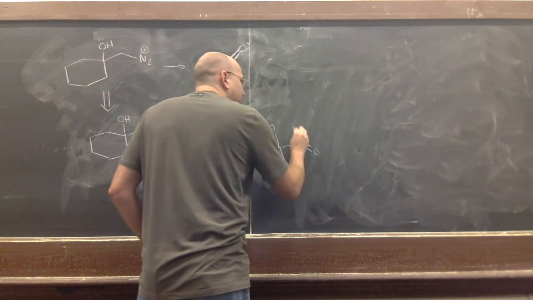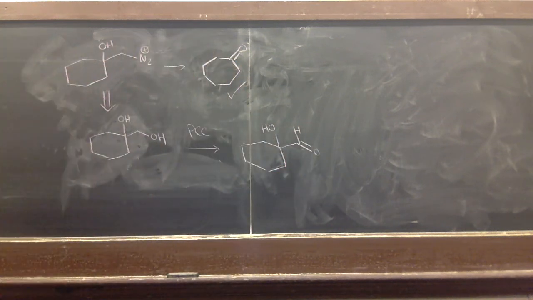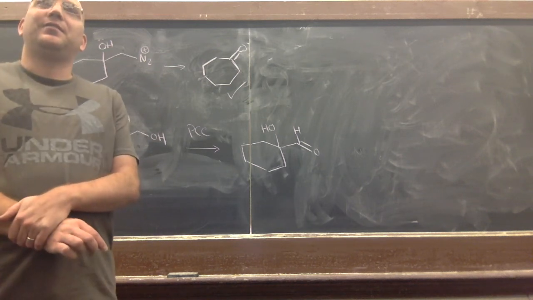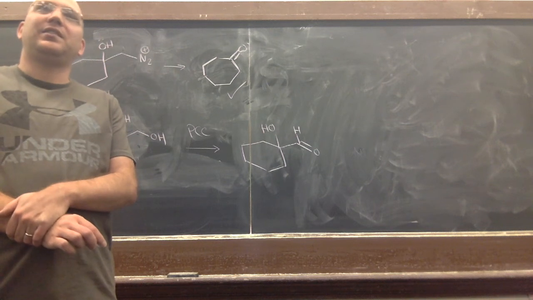And that would be selective, right? Why would that be selective? You can't oxidize a tertiary alcohol, right? And then now that we have an aldehyde, what can we treat this with that we might not have been able to treat it with previously? What's the next step, Gavin?